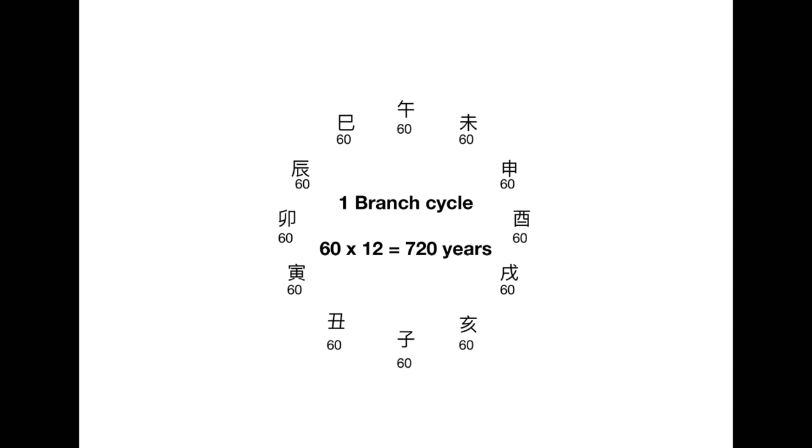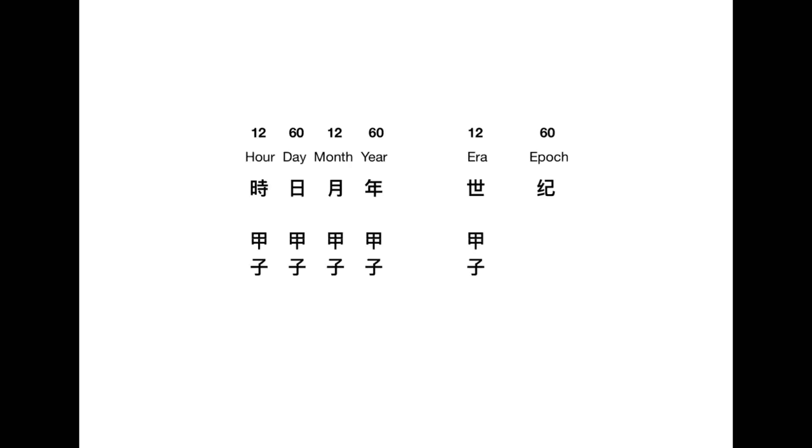So if there are 12 branches per complete cycle and each branch is a 60-year step, then there are actually 720 years within an entire branch cycle of the eras. So the eras actually represent one 720-year count in total. And that 720-year count is then recorded in a longer cycle called the epoch, or the Ji.